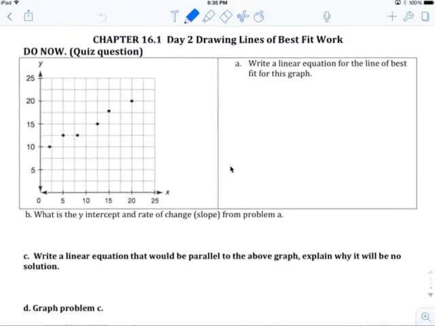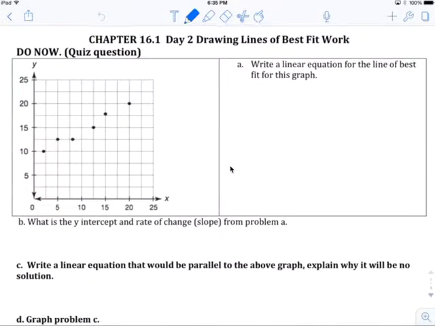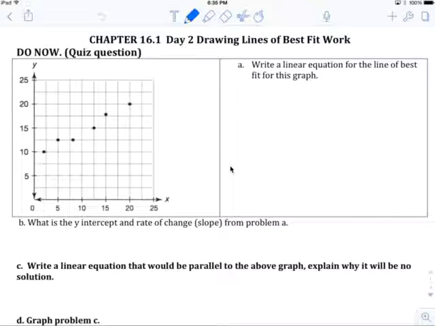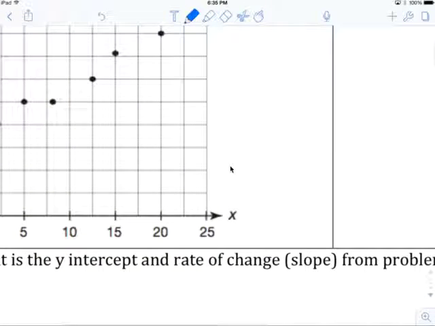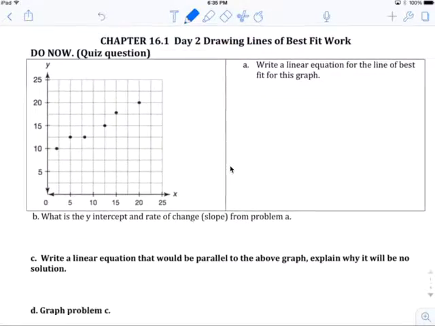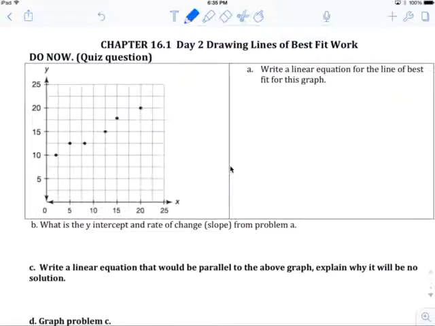Write a linear equation for the line of best fit for this graph. No outliers. I hope I didn't put outliers on yours. Sometimes I will, before I make copies, I'll put in an outlier. So circle the outlier and label outlier if you have it, if it's on yours.